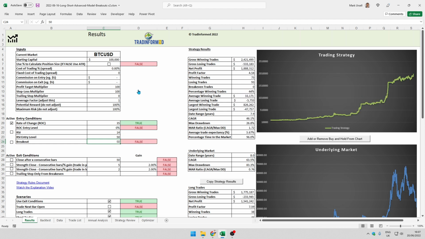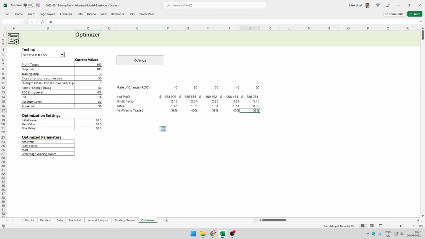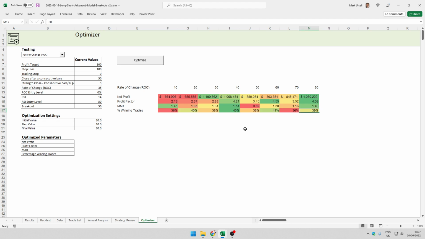Now, did rate of change perform as well? We can see a decent result there. Let's have a look. So we can optimize it again. So I'm going to go to the rate of change value, and this time I'm not going to do quite as many. Let's do. See here, once again, we get very stable results looking at the rate of change. In fact, we get an average, a higher MAR ratio.